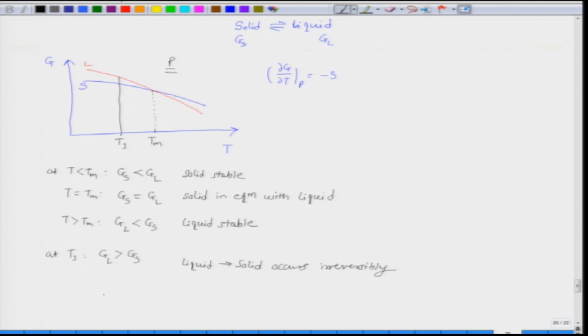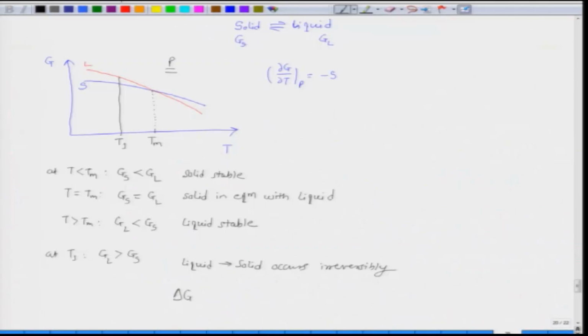So, there is an irreversible freezing of the liquid, because it is associated with a decrease in Gibbs free energy, right. If you calculate delta G for this change from liquid to solid, it will be final state minus initial state, Gs minus Gl, which is less than 0. So, the decrease in Gibbs free energy is the driving force for this freezing.